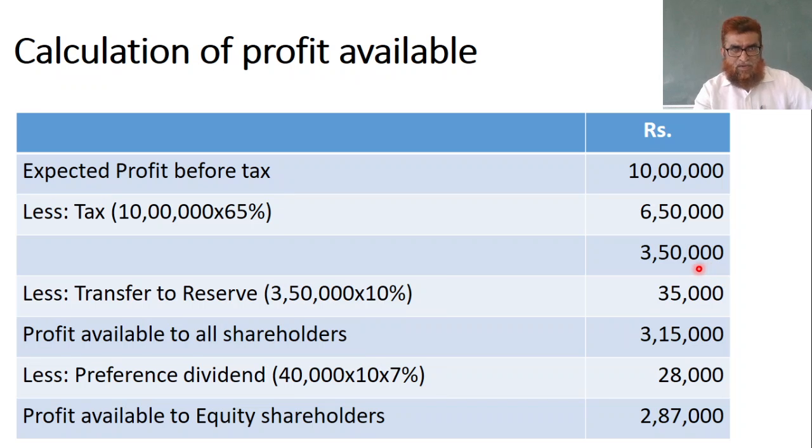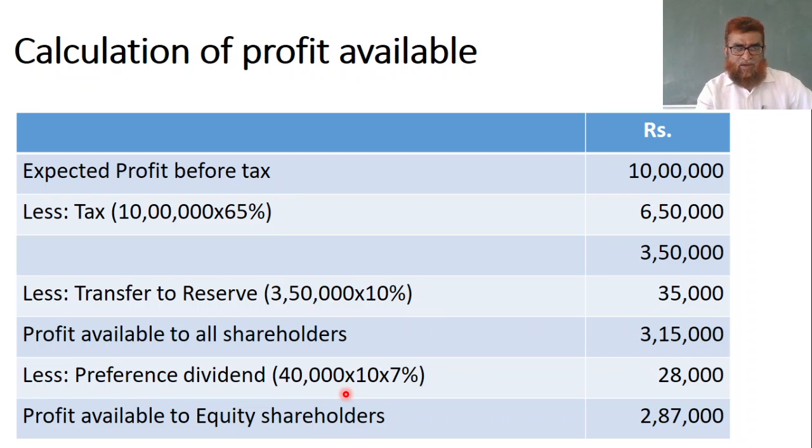Clear, isn't it? Now after that we should transfer to reserve. On this 3 lakh 50,000, reserve rate is 10%. 3 lakh 50,000 into 10%, 35,000. Next we have profit available to all shareholders, rupees 3 lakh 15,000. Then preference dividend we have.